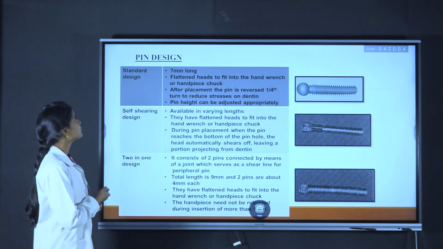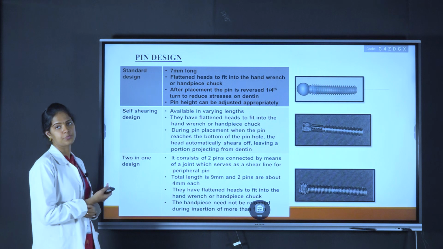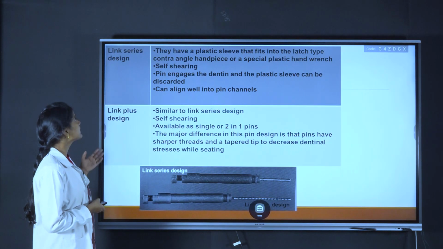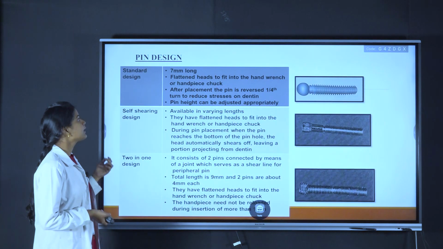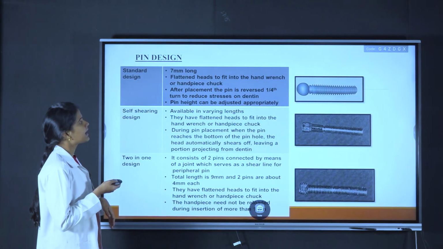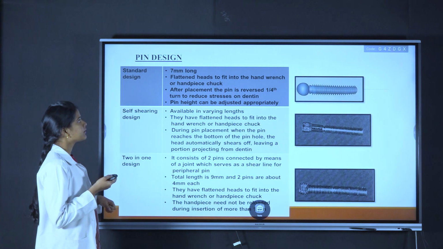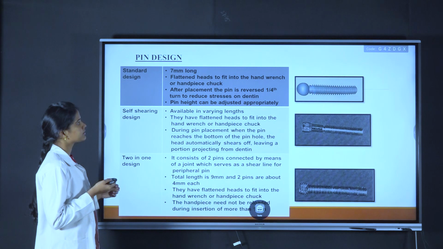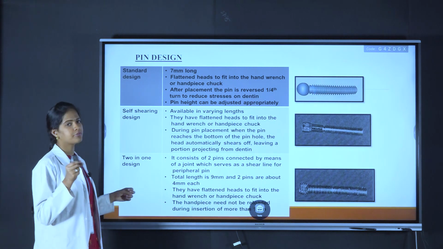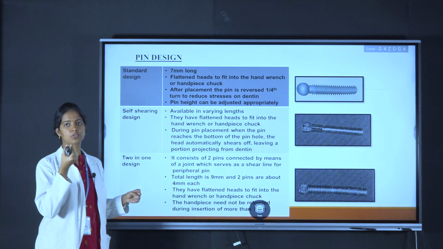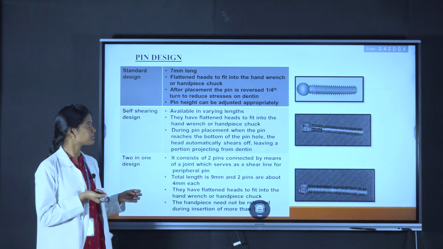Okay. So coming to the pin design, there are different types of pin designs. It has a standard design, self-shearing, 2-in-1, Link Series design and Link Plus design. Coming to the standard design, it has a 7 mm long pin. It has a flattened head which fits into the hand wrench or a chuck. After placement of the pin, you have to just turn it counterclockwise for about one fourth of a rotation in order to reduce the amount of stresses.